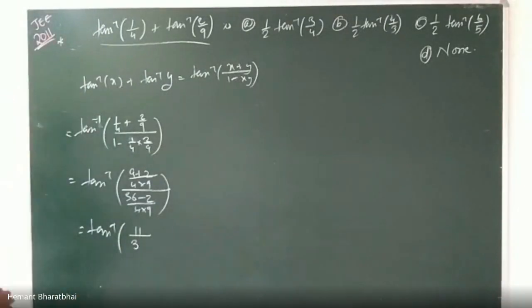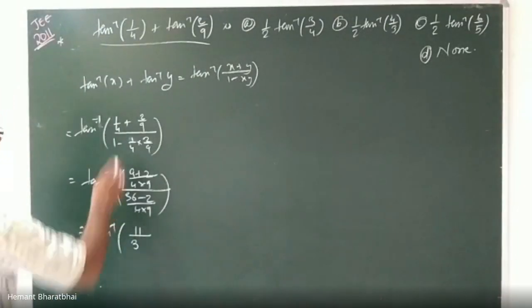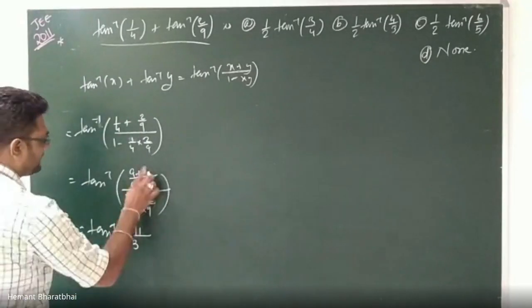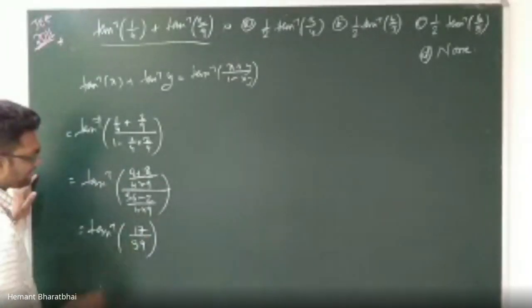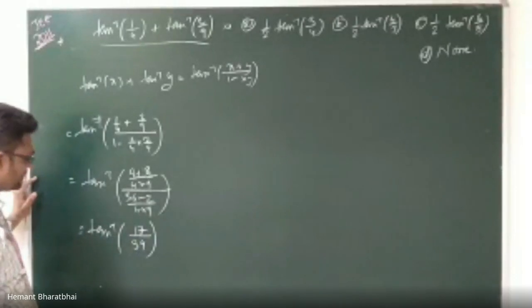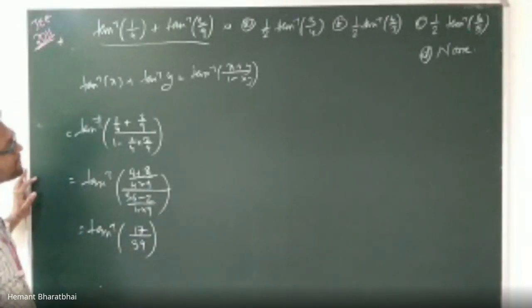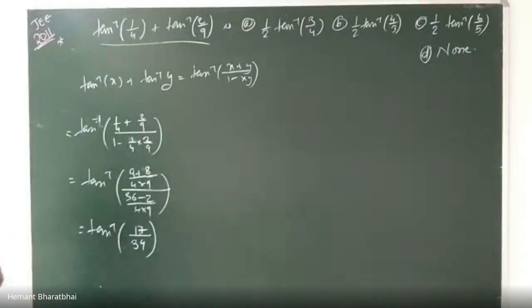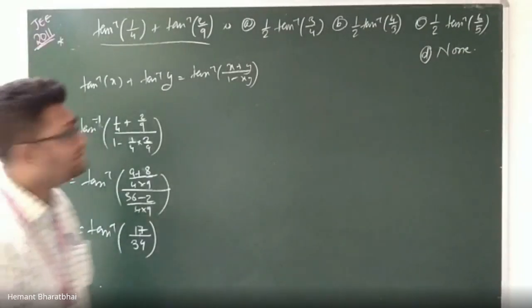did I do a mistake? Yes, 9 plus 4 into 2, that is 8. Sorry. So this will become 17 by 34. 9 and 8, right, on 36 minus 2, right. See how much am I getting? Tan inverse of 17 by 34.